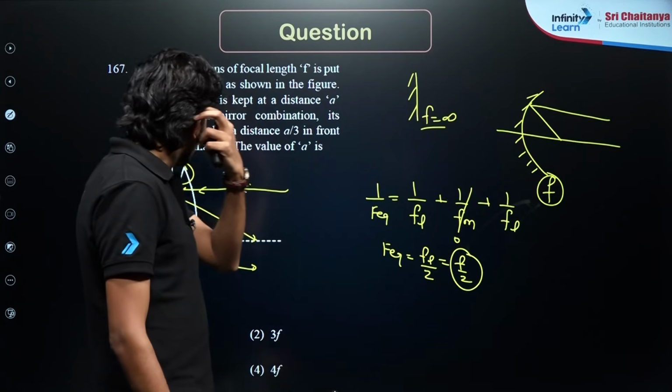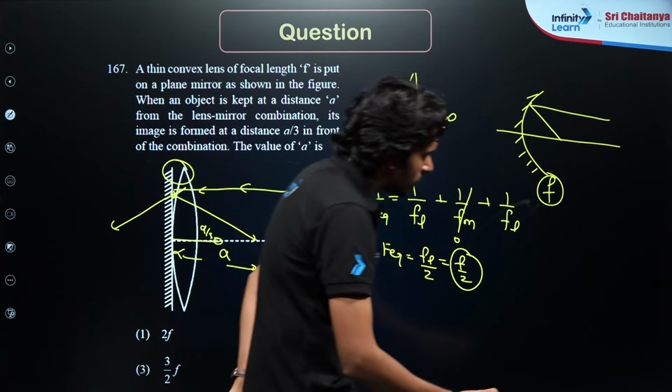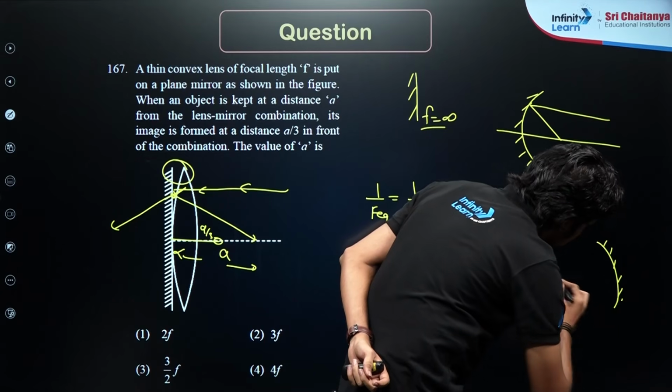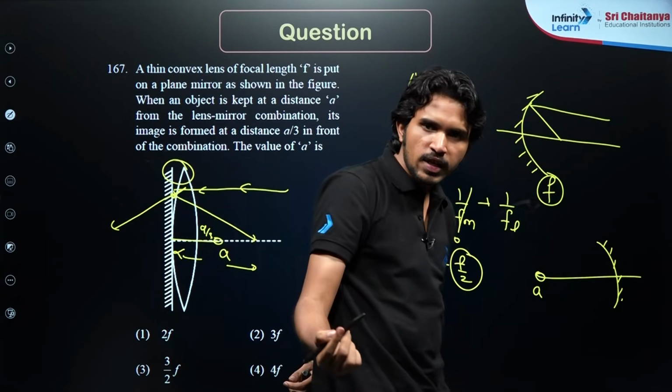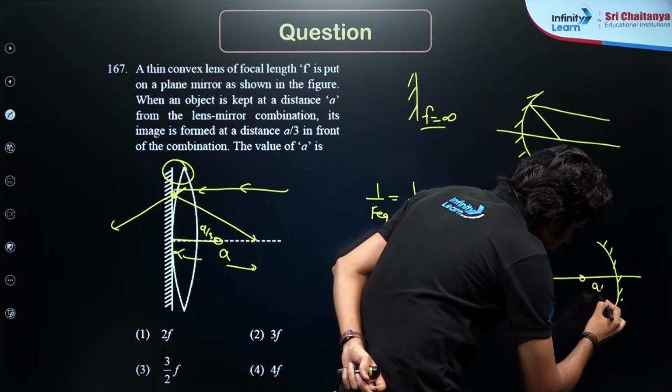Now look at the configuration. Let me again rewrite it over here: we had this mirror, and at a distance a we have an object, and the image is at a by 3.